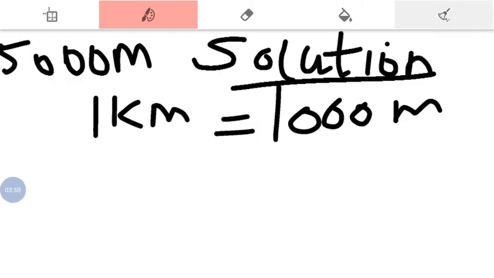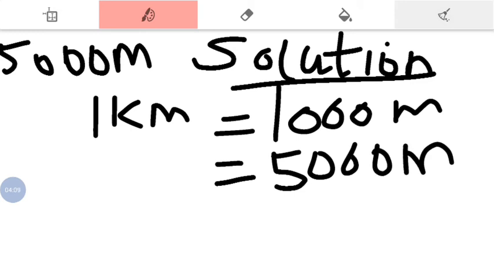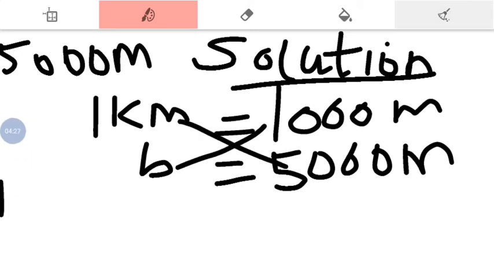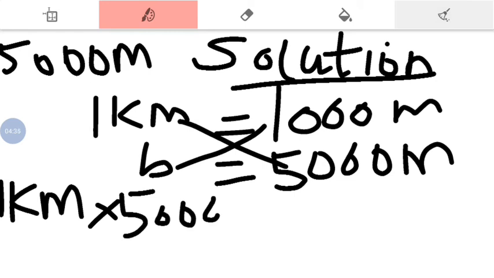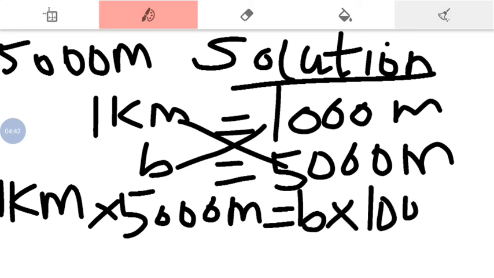So now we want to convert 5,000 meters to kilometers. Now the first thing you do, you have your 1 kilometer equals 1,000 meters. Then you have your 5,000 meters under your 1,000 meters. Now, since we are looking for the value of our kilometers, we represent that using a letter. I'll represent that using B. Now, what do we do next? We'll cross multiply. So we have a 1 kilometer multiplied by 5,000 meters equals our B multiplied by 1,000 meters.